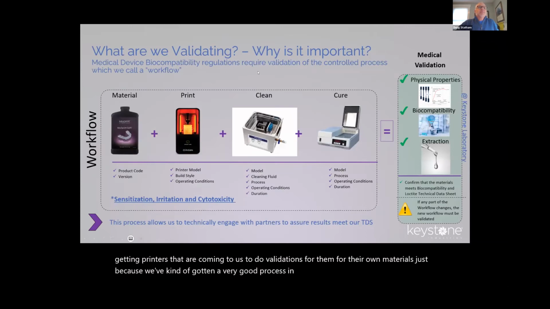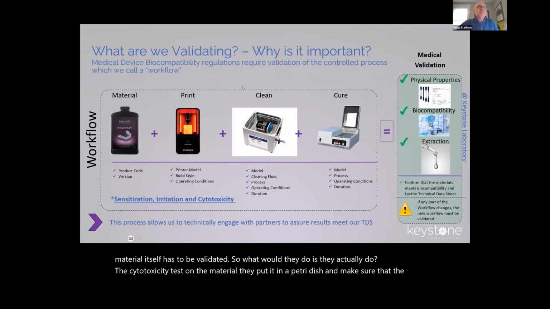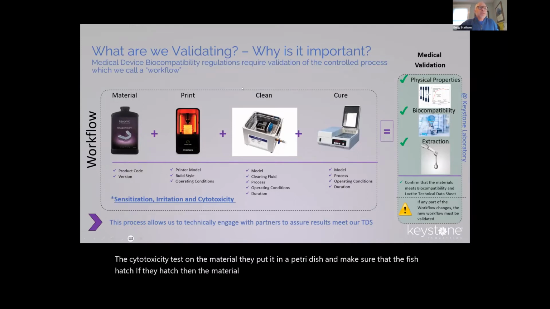So what is that process? Number one, the material itself has to be validated. So what they do is they actually do a cytotoxicity test on the material. They put it in a petri dish and make sure that the fish hatch. If they hatch, then the material is considered to be patient worthy.